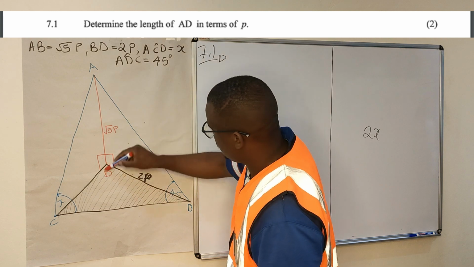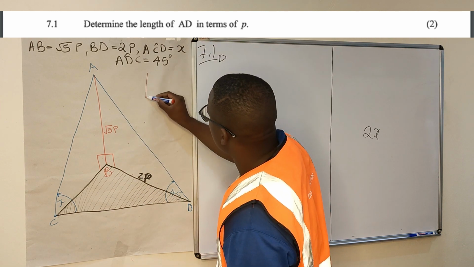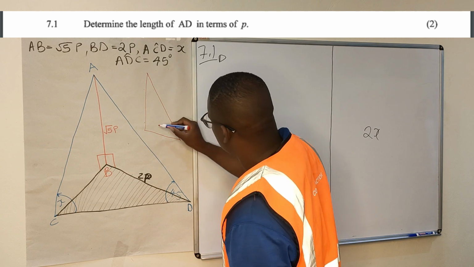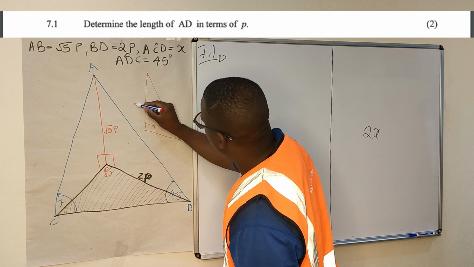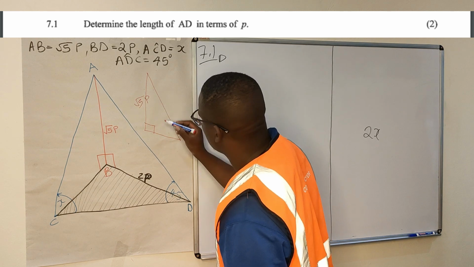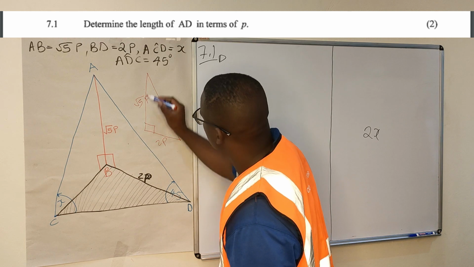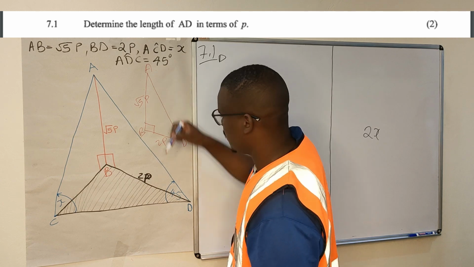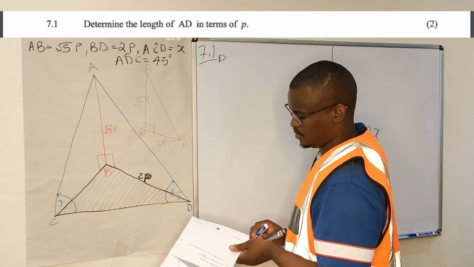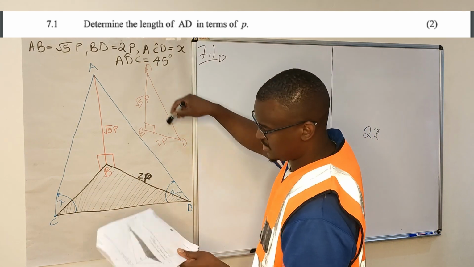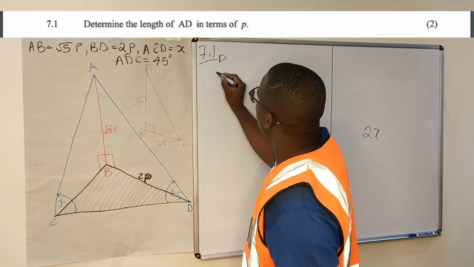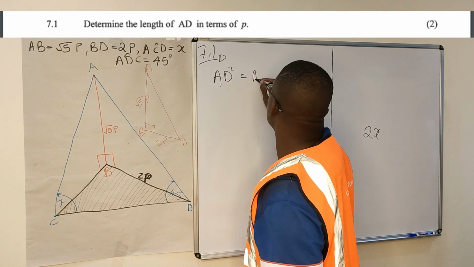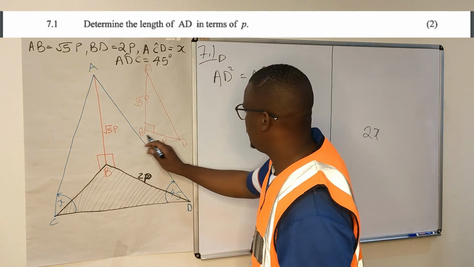If you're looking at ABD, you'll see that you have A, B, and D. So this is a right angle here. You have square root 5p here and 2p here. So this is A, B, D. They want this side here, so you use Pythagoras to get that. So I want AD in terms of p. AD squared is equal to AB squared plus BD squared.